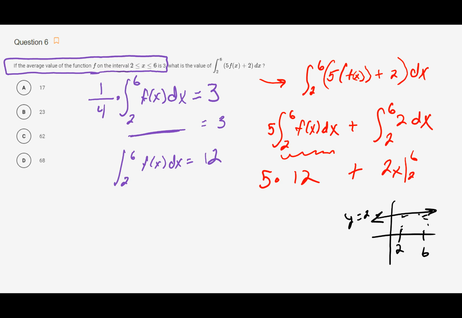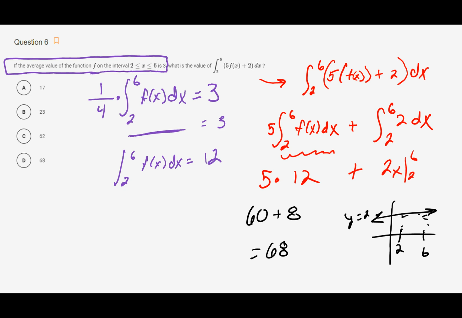Okay? Same thing would happen here. 2 times 6 is 12. Minus 4 would get you 8. Or you can think of, okay, the function is 2. That just creates that rectangle. I know my integral represents the area under the curve. And so I have 60 plus 8 to end up with 68.